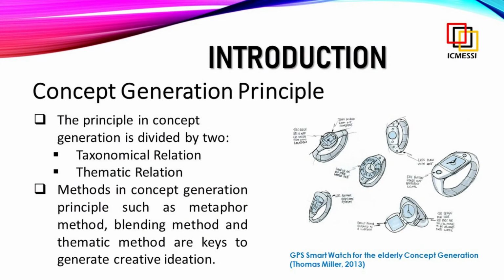What is it? Basically, the principle in concept generation is divided into two, which are taxonomical relation and thematic relation. Under the principles, there are three methods encouraged to generate creative ideation. The methods are the metaphor method, blending method, and thematic method. Further explanation will be discussed in the literature review.